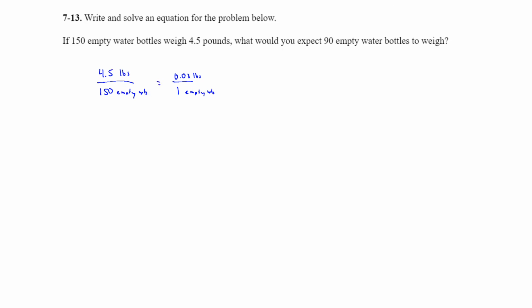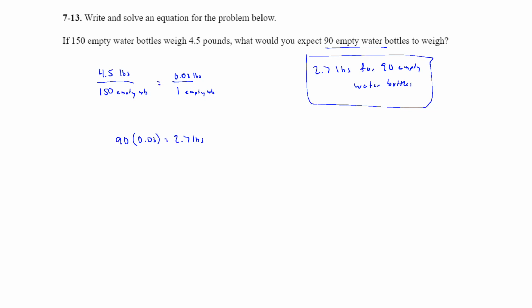Well, now that I know what 1 weighs, we can figure out what we think 90 of them will weigh by multiplying. So we're going to take 90 empty water bottles multiplied by the weight of the 1 individual water bottle, and that should give us the weight of all 90 of them. And that would be 2.7 pounds. So we would expect 90 empty water bottles to weigh 2.7 pounds for 90 empty water bottles. And always make sure you answer the question.